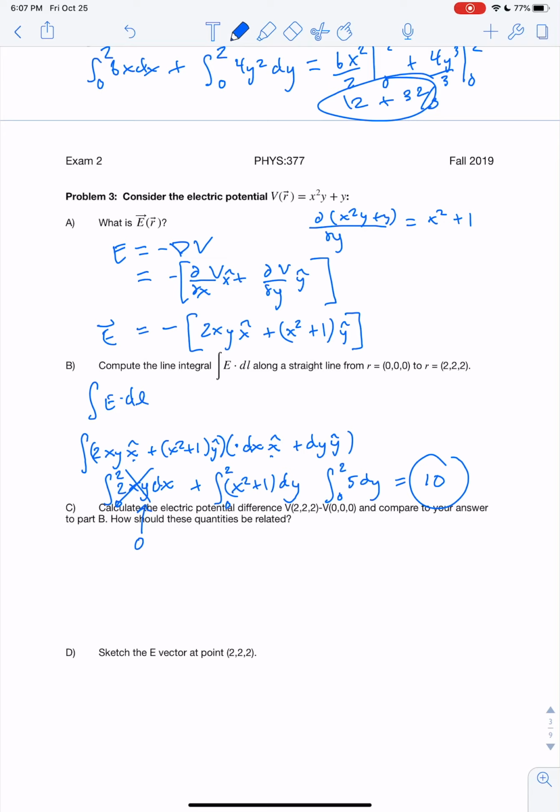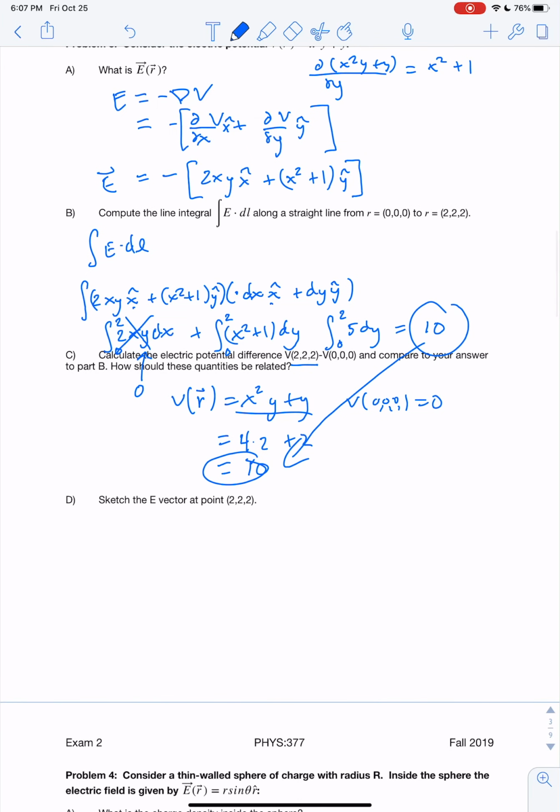And then if we plug in this one, our potential is given by x squared y plus y, and we want to know what it is at (2, 2, 2). So that's going to be 2 times 2 is 4, times 2 is 8, plus 2 is 10. So that's V at (2, 2, 2). V at (0, 0, 0) is 0. If you put zeros in for everything, you get zeros coming out. So those two should be equal to each other.